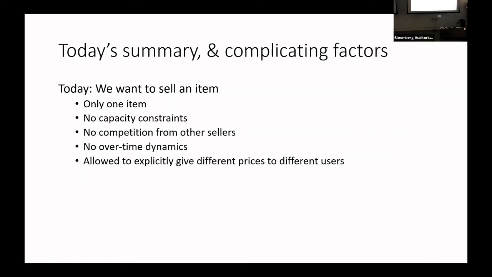Okay, the last thing to cover today is this: even though we covered a lot today, we had to make quite a lot of assumptions to get a clean formulation of optimal pricing, right? You want to sell just one item. You have no capacity constraints across people. You have no competition from other sellers. There are no time dynamics in how much people value the item. And you're allowed to explicitly give different prices to different users, right? This is a lot of assumptions that basically never hold.